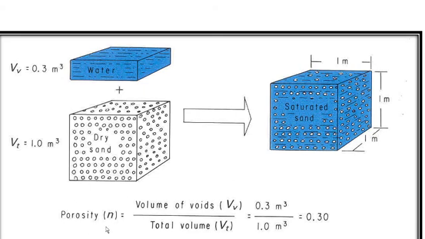And porosity is the ratio between the volumes, so it does not have any unit. This is the volume of void, and this is the total volume, and we can simply divide both to get the porosity value.